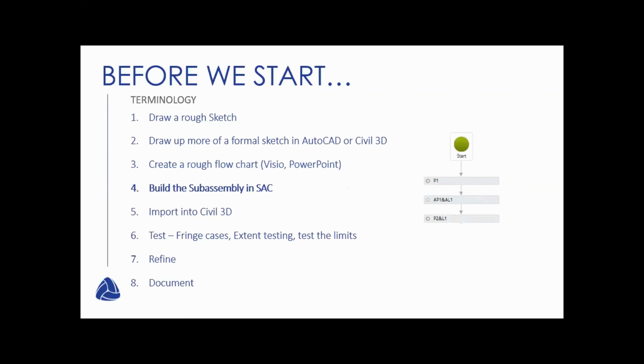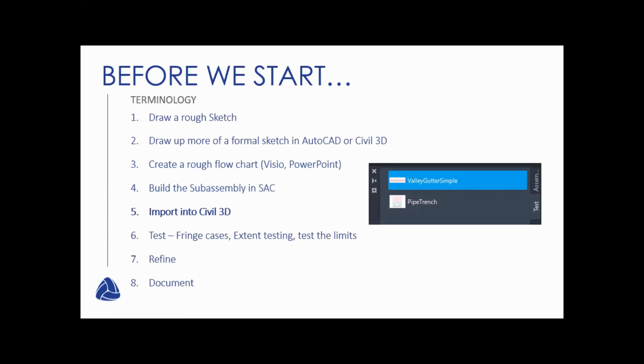Okay, then we go over to actually building the subassembly in Subassembly Composer. So that's what we're going to be doing after we go through these steps. We're going to physically just go through a subassembly, just the interface, and then we're going to build one on our own. Okay. We will then import this subassembly into Civil 3D. I will show you guys this process as well.